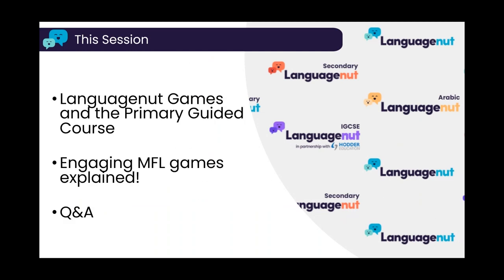I think we can all agree that at the primary level, one of the most important things is that we're building enthusiastic language learners who are really keen and willing and looking forward to continuing with their language journey. So yes, we're going to look at games and how they can be used to engage pupils in the primary classroom. And we're going to split it into two halves. In the first half, I'm going to look at Languagenut games on the primary guided course, and how they might be used either as a front of class activity or assigned to pupils.